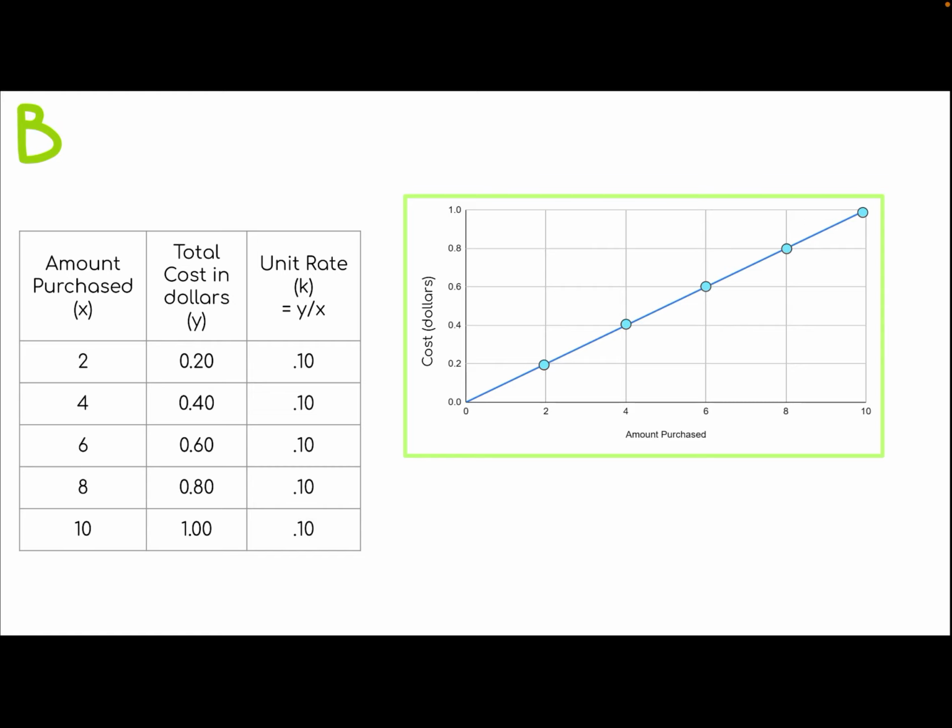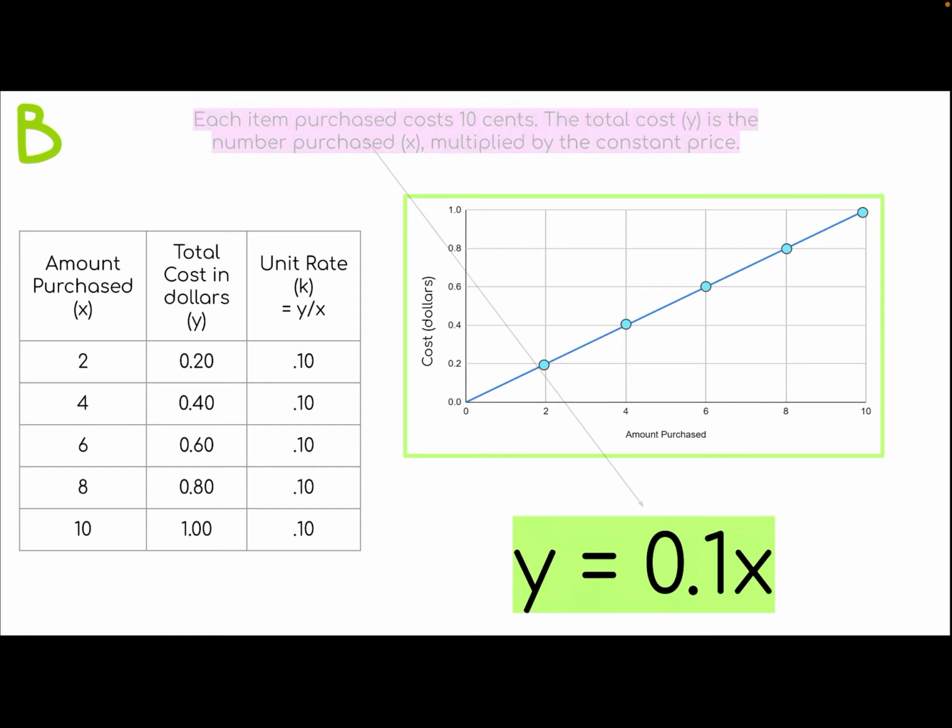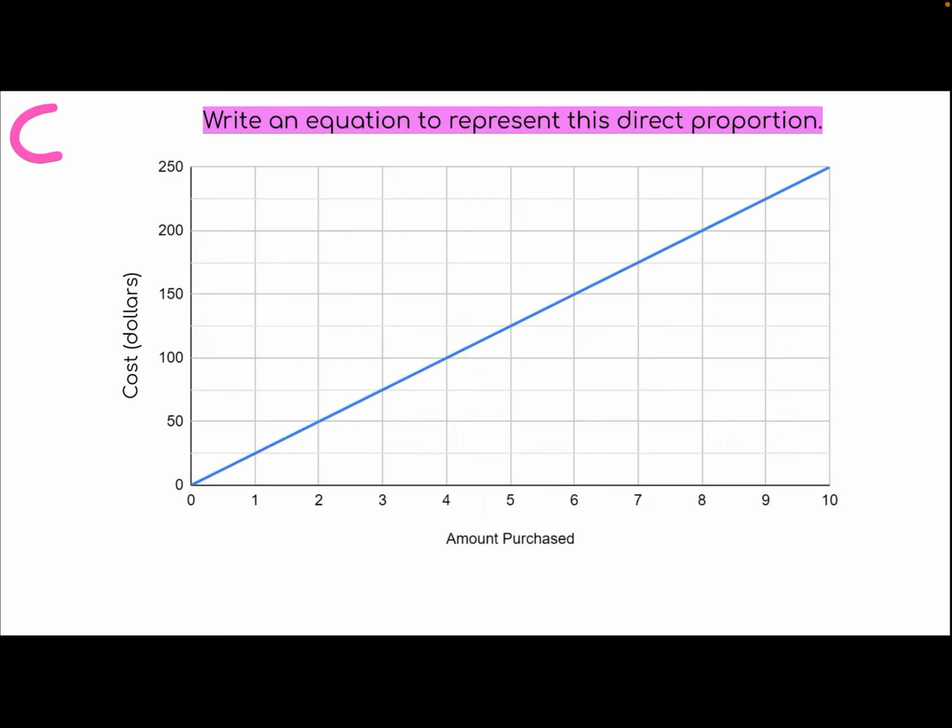Notice that the table that I showed you is actually just a list of the ordered pairs. I just listed them out so you could see y divided by x a little clearer. So now writing the equation y equals kx should be much simpler. We're just going to write y equals 0.1x. Each item purchased costs 10 cents. The total cost y is the number purchased, x, multiplied by the constant price of 10 cents.